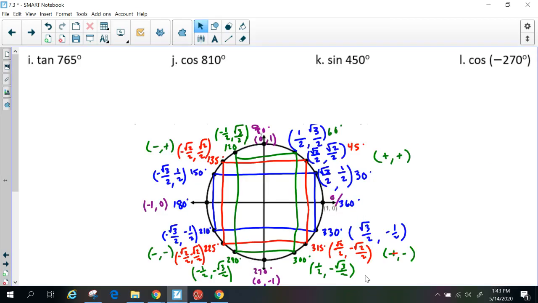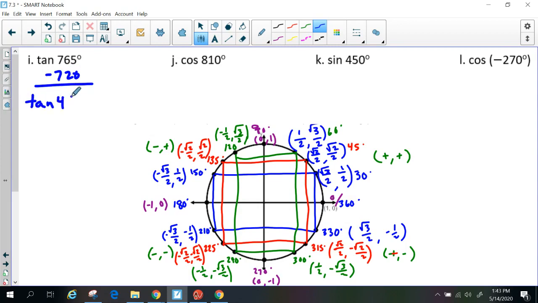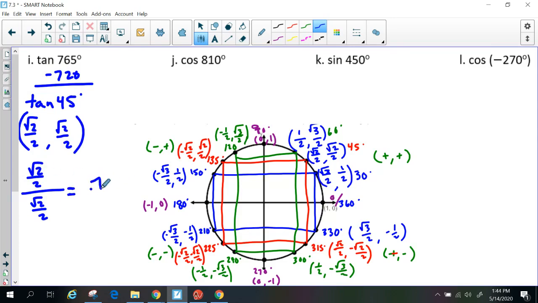Okay, so here we have the tangent of 765. I'm going to have to subtract off 2 rotations of 360, which will be 720. So we're looking at the tangent of 45 degrees. A 45-degree rotation lands us at root 2 over 2, root 2 over 2. And with tangent, I have to take that sine value and divide it by the cosine value. Thankfully here we've got the same thing on the top and bottom. Since they're both positive, this will end up being a positive 1 for that tangent there.